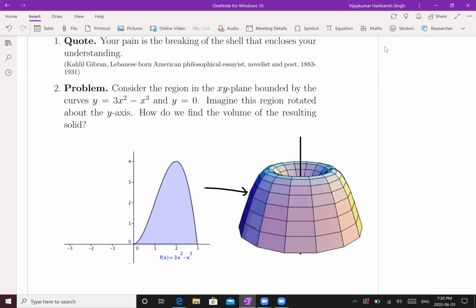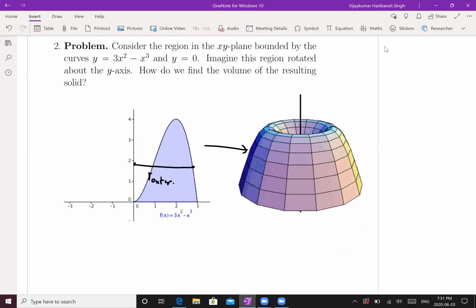Now, the question is, how do we find the volume of this resulting solid? So one way is the following. You basically find the outer radius. So now you have y equals 3x squared minus x cubed, right? Since you're going to rotate it around the y-axis, if you want to use the disk method, you need to find this value, r outer, in terms of y. So you have to solve for x in terms of y.